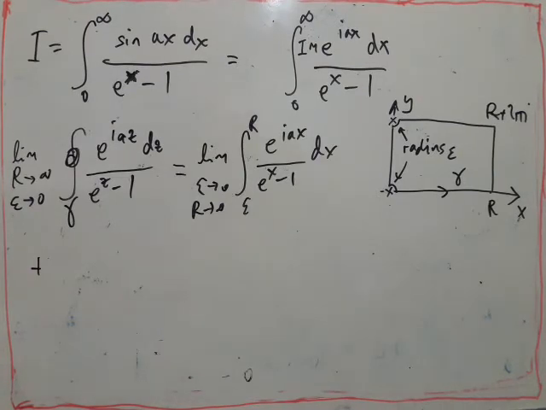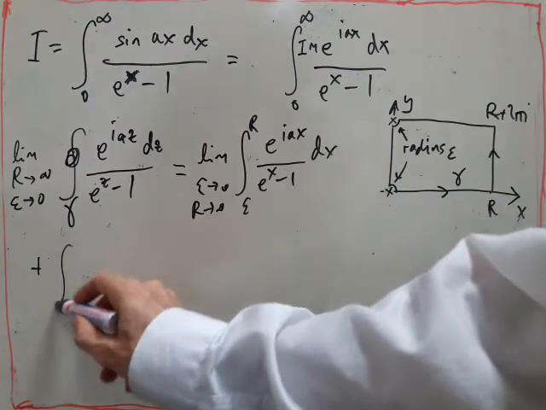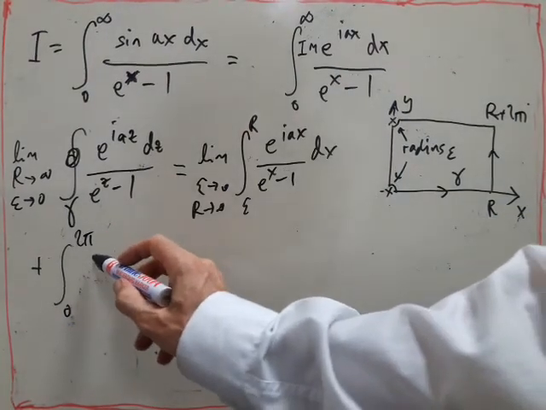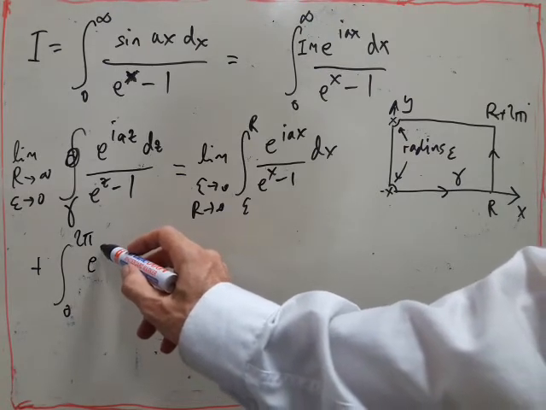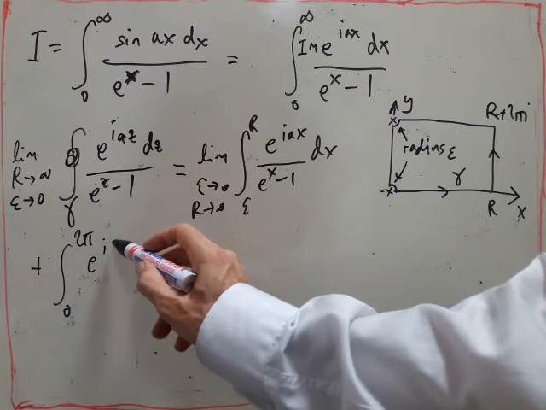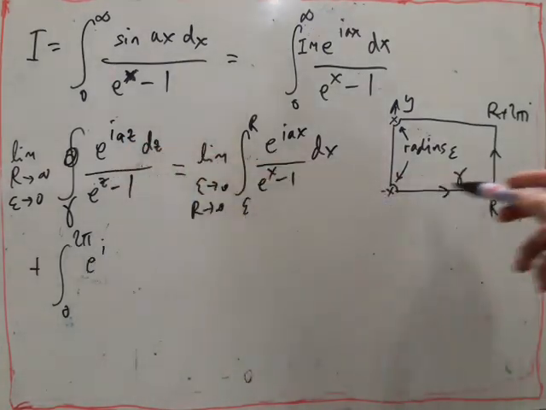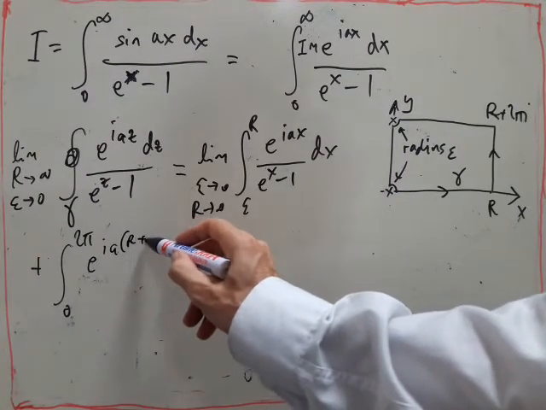Then the next integral is up here. So now we've got dz equals i dy, so simply 0 to 2 pi of, so now we've got z equals R plus iy.